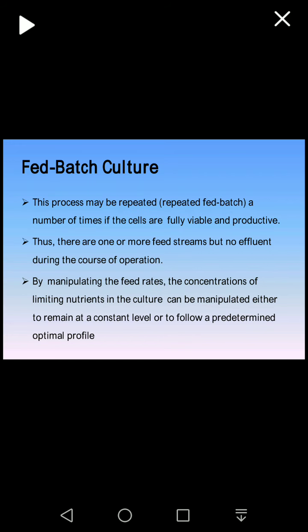So this process may be repeated a number of times, which is called repeated fed batch, if the cells are fully viable and productive. It means that the rest of the culture which remained within the fermentation tank is taken up for the next run of the fed batch culture. So there are one or more feed streams, but no effluent during the course of operation. It means that you are not taking out the product during the course of the technique.